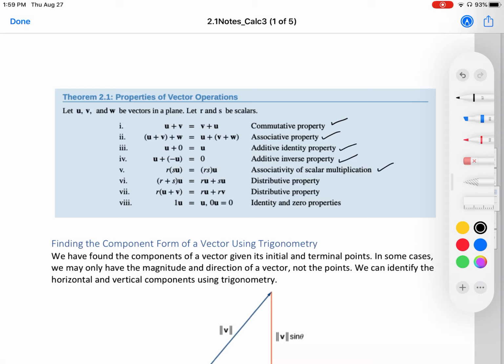We also have distributive property and another distributive property, and identity and zero properties, which says if I multiply a vector by 1, I get the vector itself back.